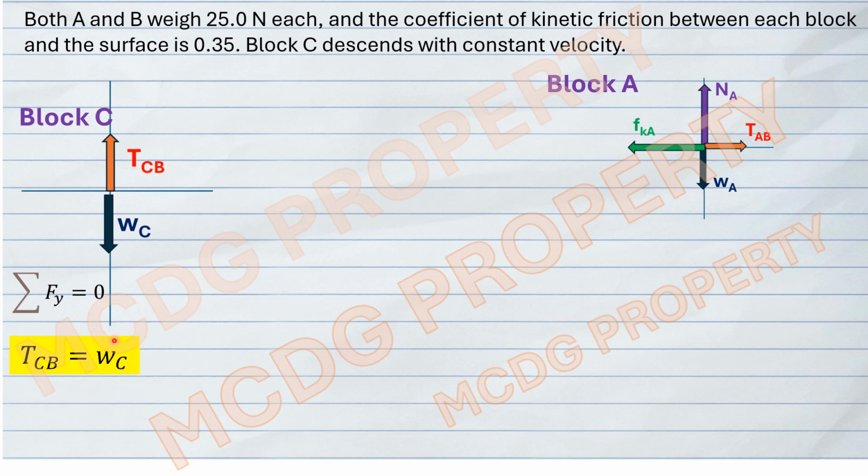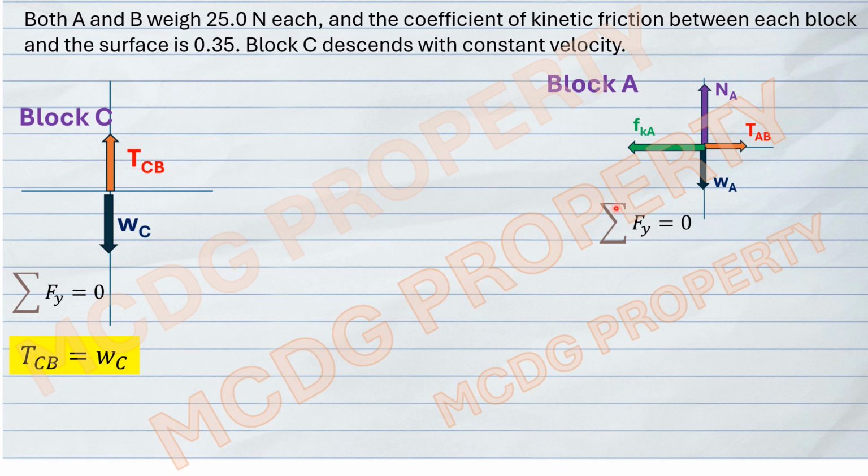Now, we cannot solve for the weight of block C because we don't know the tension between B and C. So we have to solve first for the tension that connects B and C. So we go first to block A. So this is the free body diagram of all the forces acting on block A.